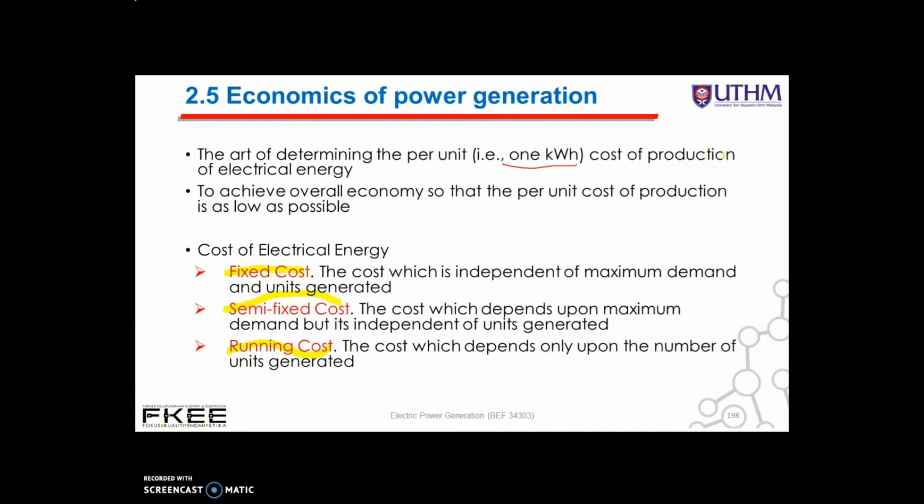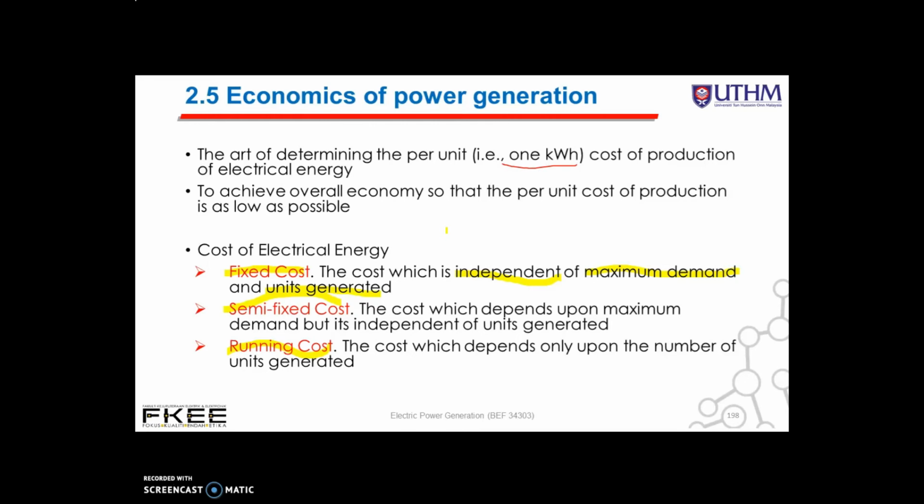What is fixed cost? Fixed cost is the cost which is independent of maximum demand and units generated. So the cost independent of the maximum demand and units generated, we call a fixed cost. The fixed cost is due to the annual cost of central organization, interest on capital cost of land, and salaries of high officials.